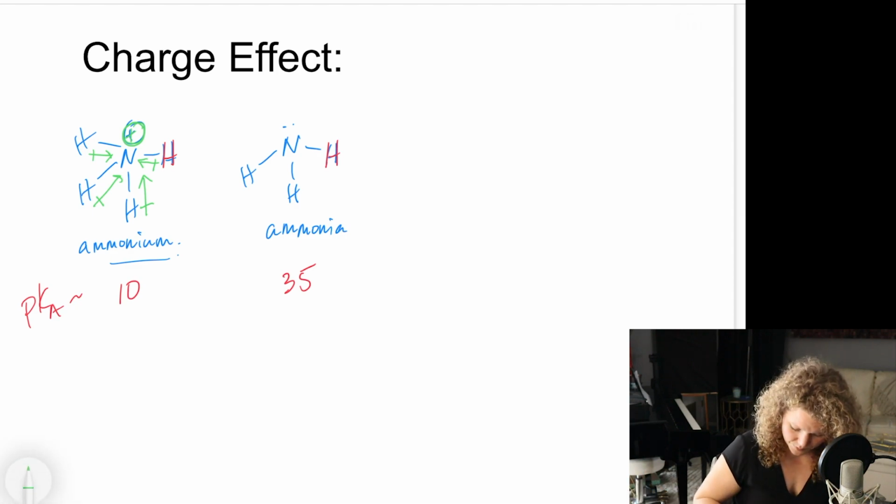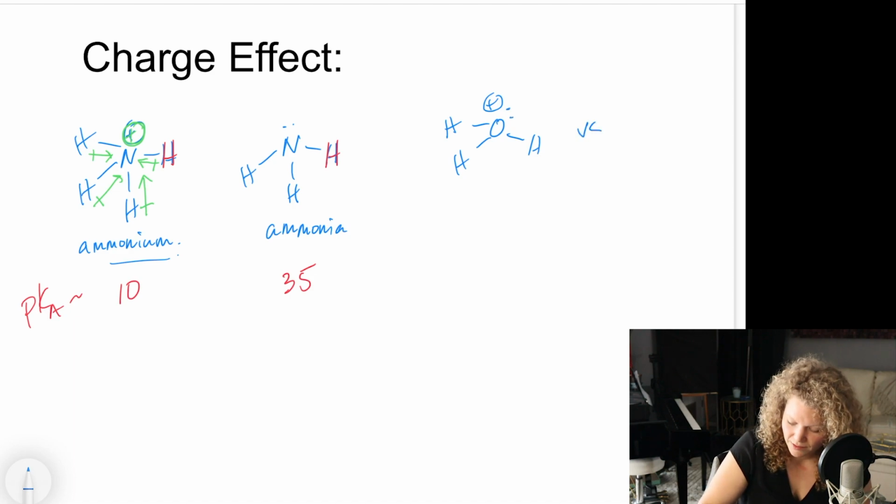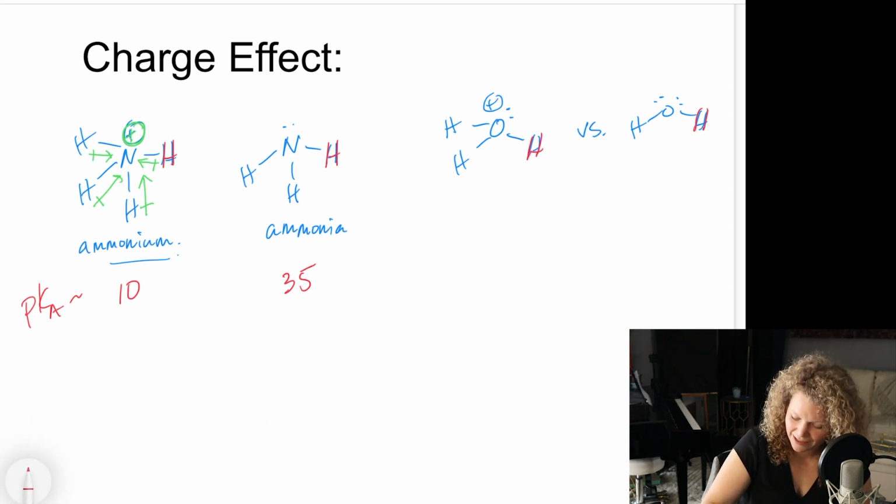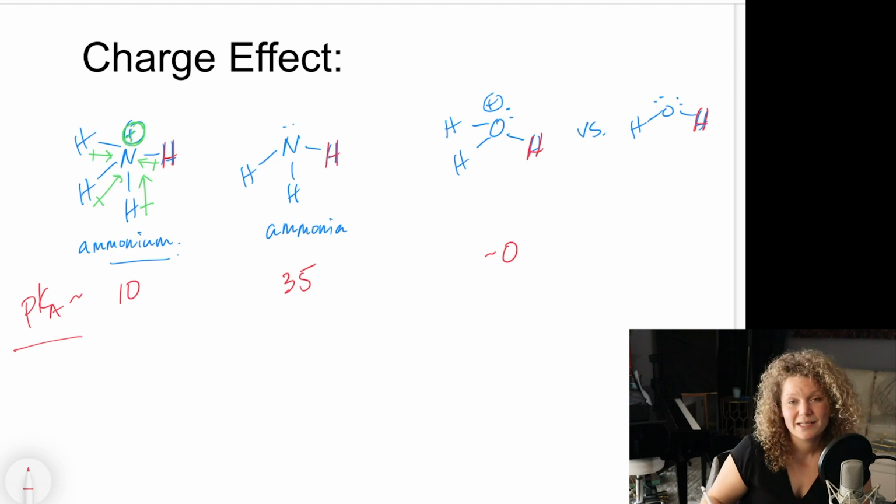So let's do one more example. Let's take hydronium. So let's take a protonated water molecule versus just water. I'm going to highlight the proton we're looking at in pink, and we're going to look at the pKa's. So the pKa of hydronium is around 0, and the pKa of water is around 15.